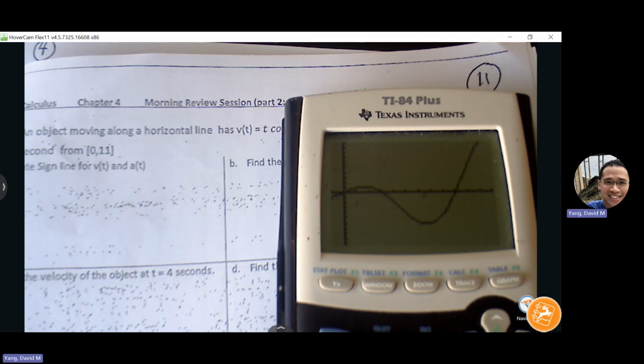Now, this is the velocity graph. It says create the sign line for velocity. So we'll start at 0, 11 for our velocity sign line. And we'll pick out the x-intercepts, right? The x-intercepts are where our critical points are for our velocity graph.